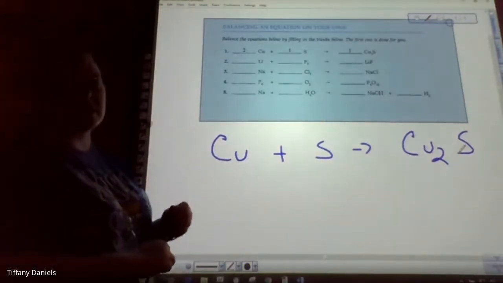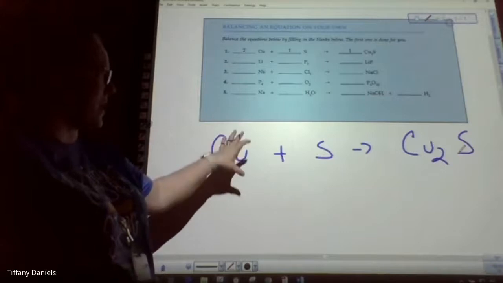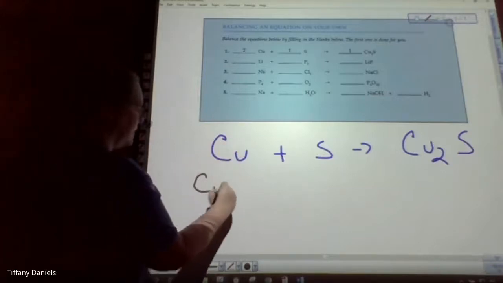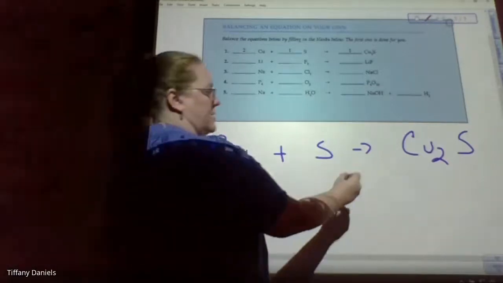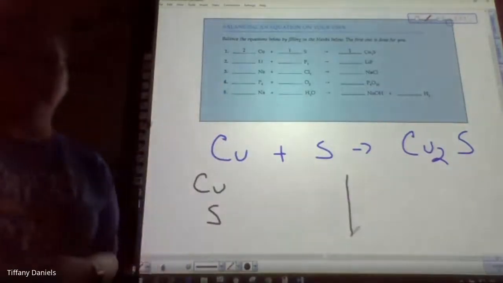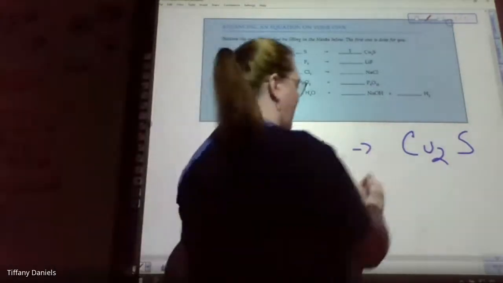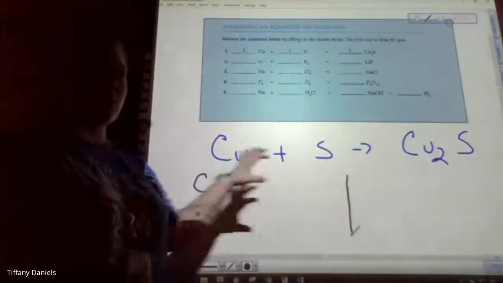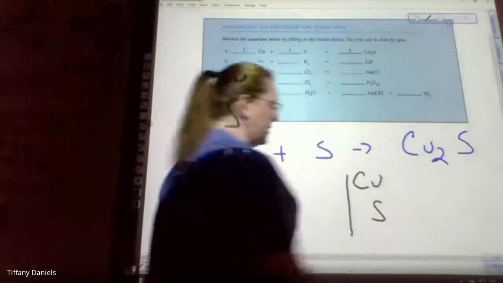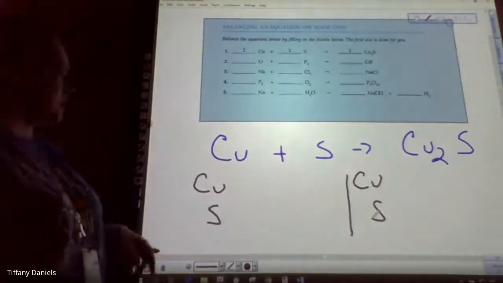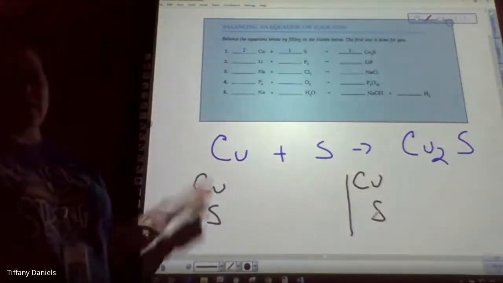You write the elements that are on the reactant side. And then I always draw a line to separate between the reactants and the products. And then I write the products in the same order I wrote the reactants. Now what I'm going to do is I'm going to list how many of each one I have.